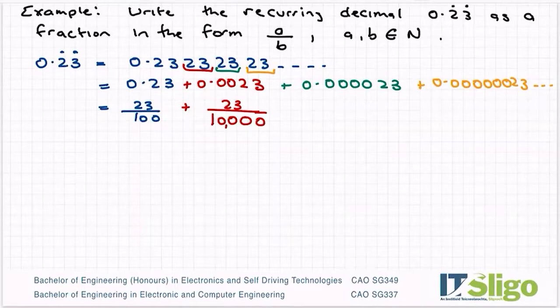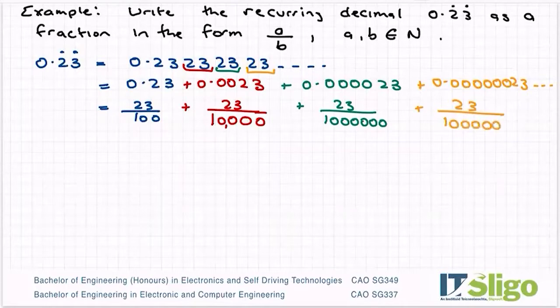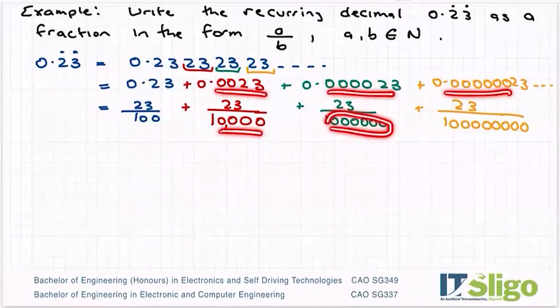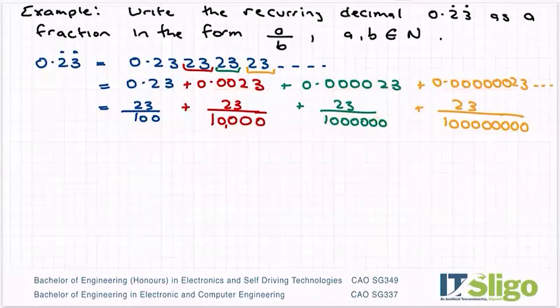And then next, plus 23 over 1, 2, 3, 4, 5, 6 zeros. And then of course 23 over 1 followed by 8 zeros. That's how it works. If there's two places after the decimal point, they're 100ths. If there's 4 digits, they're 10,000s. If there's 6 digits, there's 6 zeros, and then there'd be 8 here. I hope that makes sense. Why did I do that? Well, I did that so that I can get my first term, a, being 23 over 100.